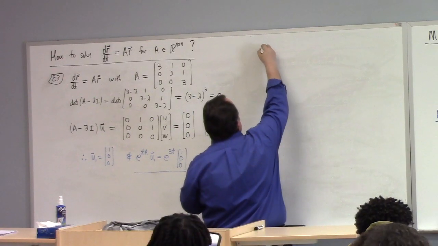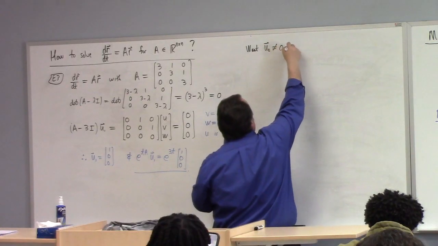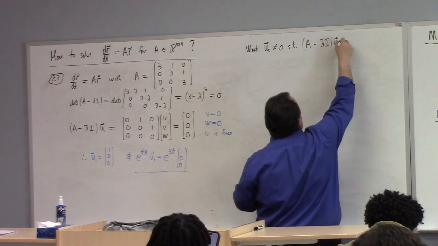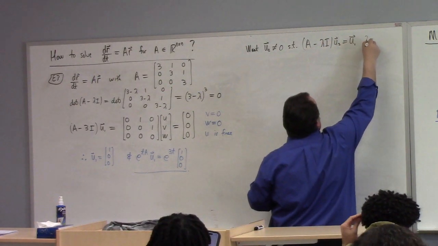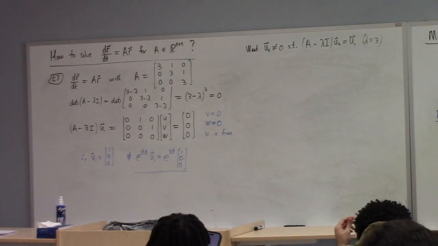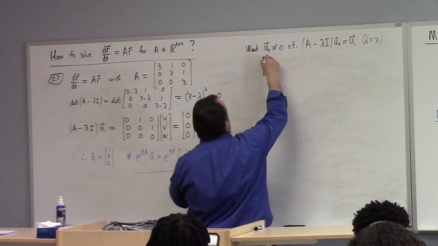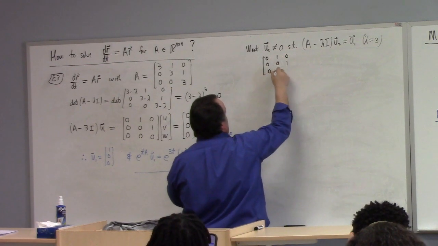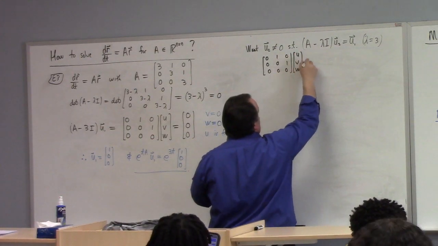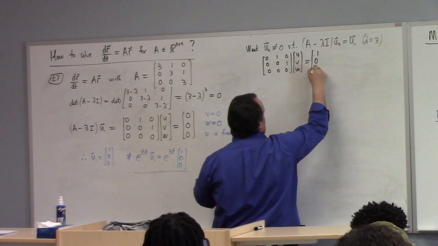And so what I can look for is I can say, okay, I want u2, not equal to 0, such that A minus lambda I times u2 is equal to u1 for lambda equal to 3, right? So specifically, I need to solve, we already worked out that matrix, right? So that's 0, 1, 0, 0, 0, 1, 0, 0, 0 times the u2 vector I don't know yet, u, v, w. And now we don't have 0 over here. Now we've got the eigenvector, which is 1, 0, 0.